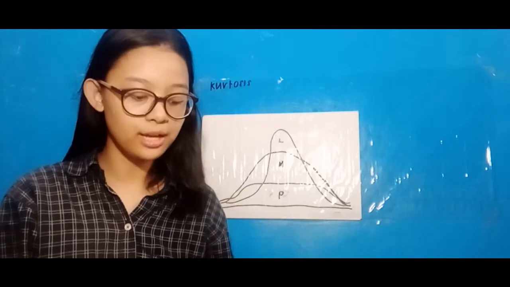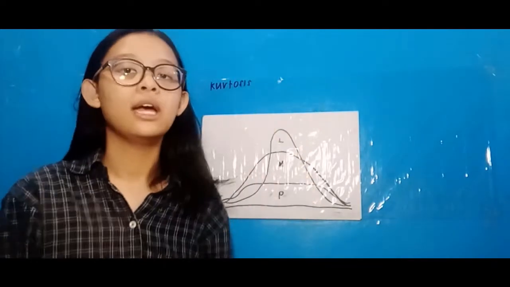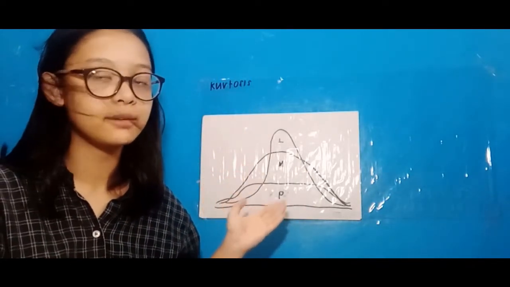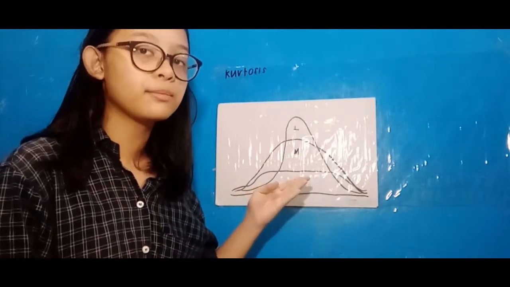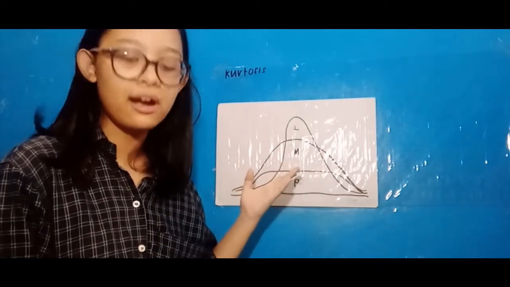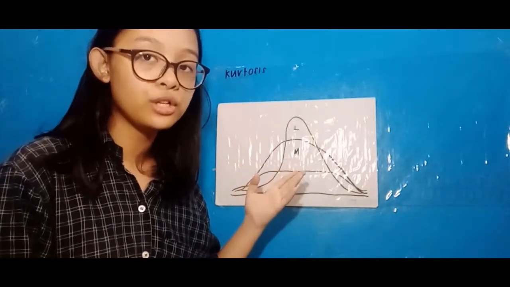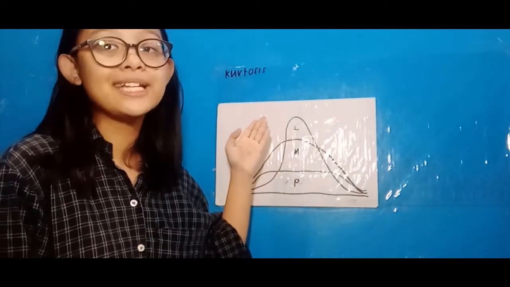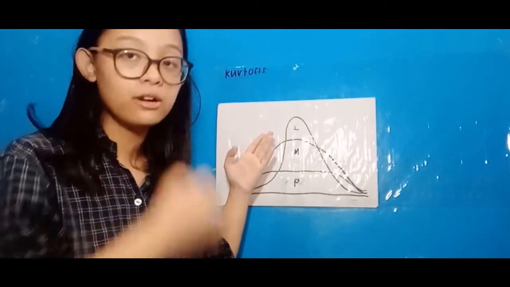According to them, we have three distribution graphs: leptokurtic, mesokurtic, and platykurtic. Let's start with the mesokurtic distribution. In a mesokurtic distribution, the graph is very close to the normal curve that I showed earlier. While in a leptokurtic distribution, as you can see, the peak is higher and more pointed than the normal curve that we have.